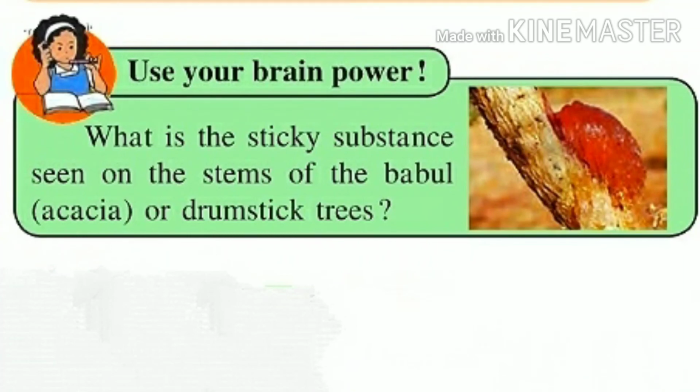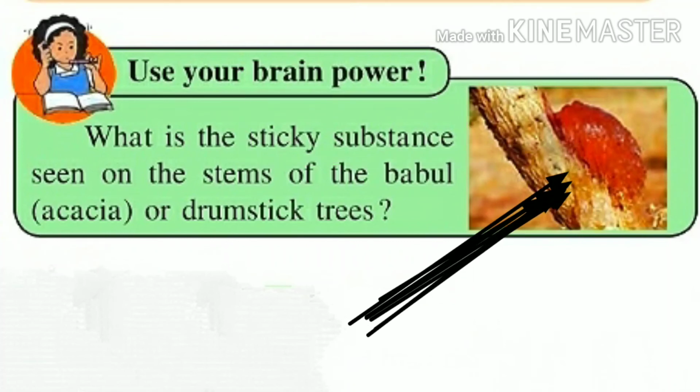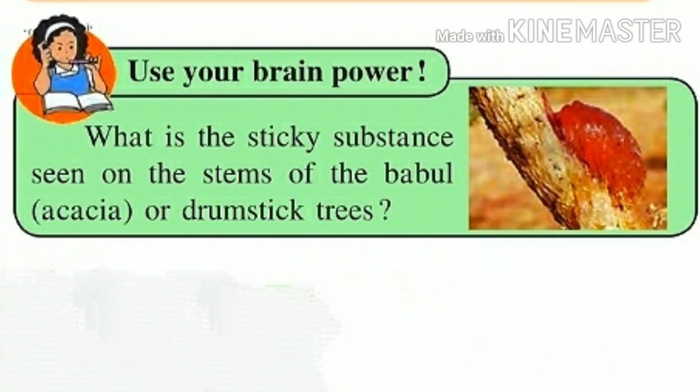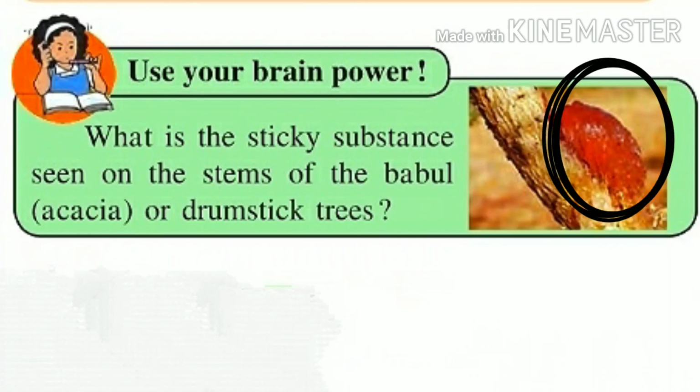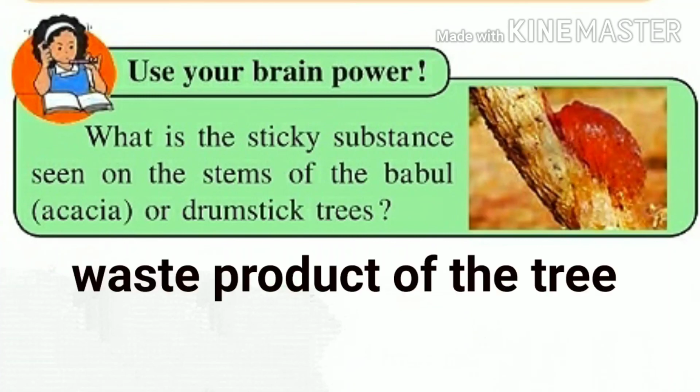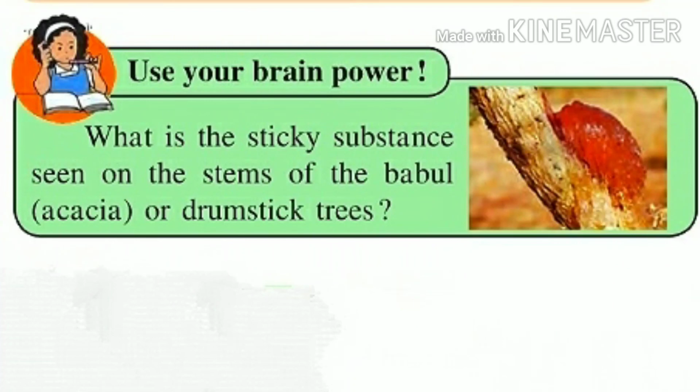Dear students, now use your brain power. What is the sticky substance seen on the stem of the babul, acacia or drumstick trees? The answer is, the sticky substance seen on the stem of the babul, acacia or drumstick trees is a waste product of the tree. Since it is an unwanted substance for the plant, it is secreted out through the bark of the tree.